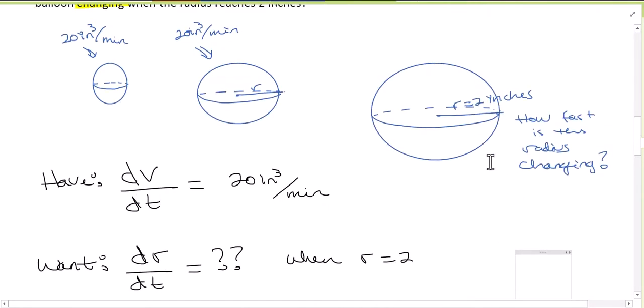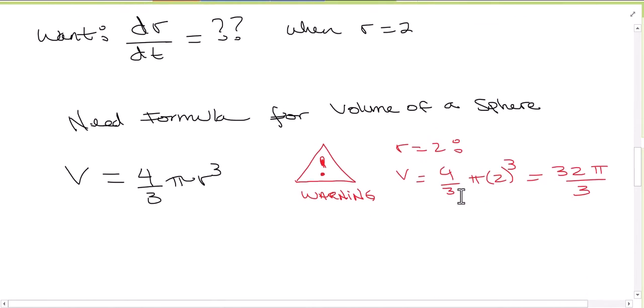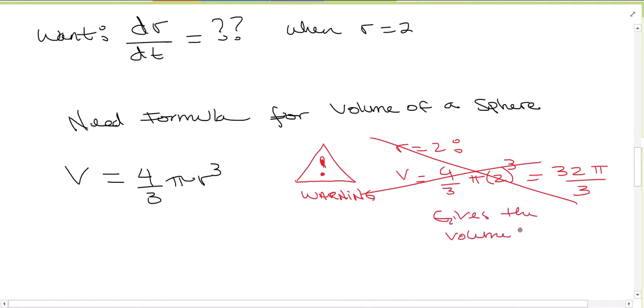And no, right? Because the question is, how fast is the radius of the balloon changing? Nowhere in here is it asking me what is the volume of the balloon. What I just found is the volume of the balloon when the radius hits 2 inches, but that's not something I'm being asked to find. So this is not relevant, right? So be careful to not plug in your value right away, because we need to find the rates of change, and right now I have no rates of change anywhere. So this gives the volume, but we're looking for rates of change.